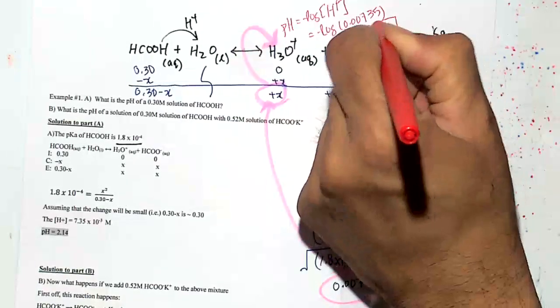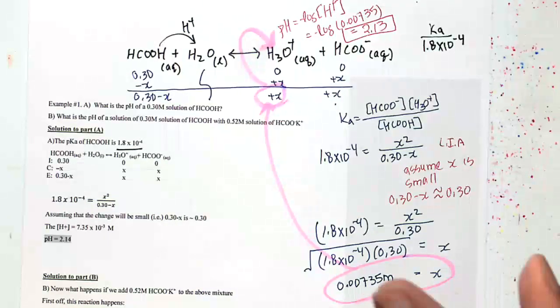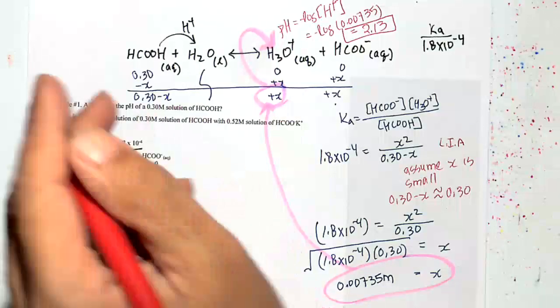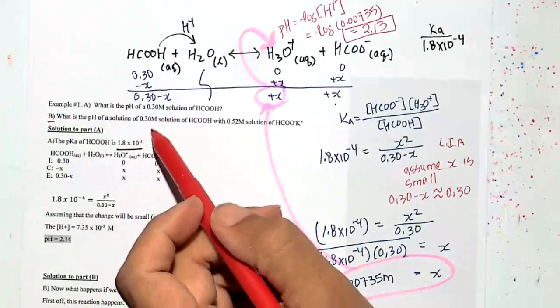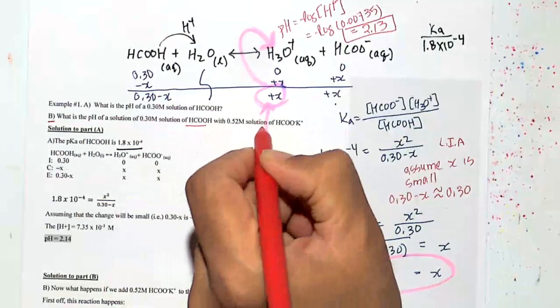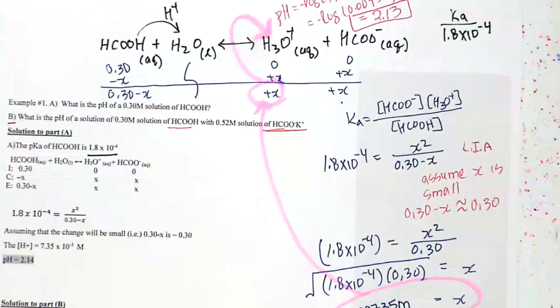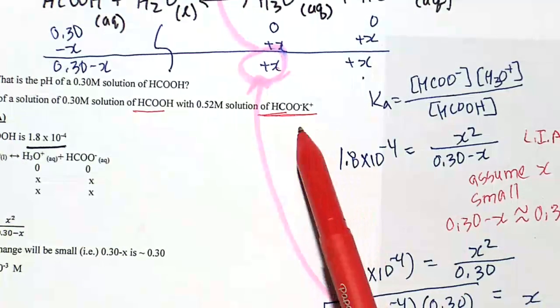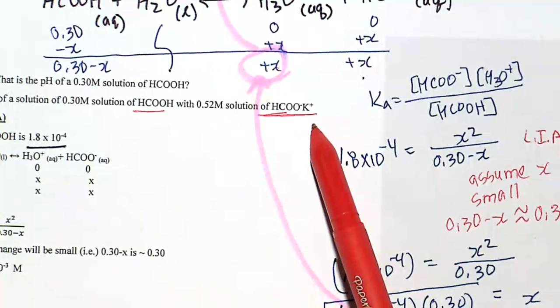Okay, so this is actually a review of the last chapter. Okay, so this is a review from the last chapter, and it will be on the exam. The new material here is part B. What is the pH when you have 0.3 molar solution of formic acid and 0.52 molar solution of potassium formate? You guys see here? Potassium formate, HCOO minus, and neutralized by the K+.